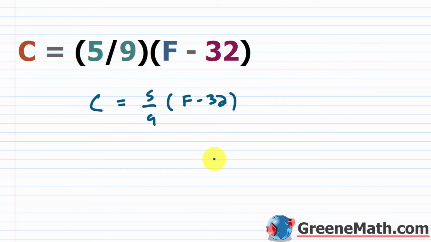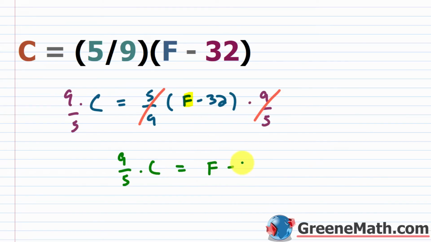Okay, so to solve for f, what you could do first is use your distributive property. So you could distribute the 5/9 to the f, and then you could distribute the 5/9 to the negative 32. But I think it would be much quicker here to divide both sides of the equation by 5/9, or of course you could just multiply by the reciprocal, which is 9/5. So what that is going to do for us is clear this part right here. And so on the left-hand side, I have 9/5 times c. On the right-hand side, I just have f minus 32.